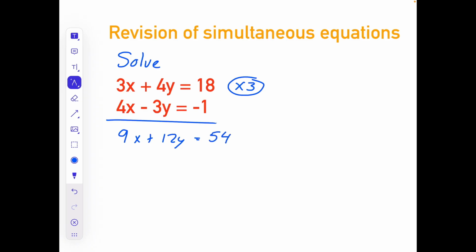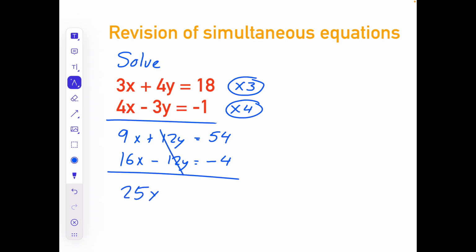Now the bottom line, I want to turn that negative 3y into a negative 12y. So I need to multiply that line by 4. Very important to multiply everything in the line. So it's going to be 16x minus 12y is equal to minus 4. Now, the y terms cancel out. So 9x plus 16x will be 25x is equal to 54 minus 4, which will be 50. Get x on its own, divide both sides by 25. We get that x is equal to 2.